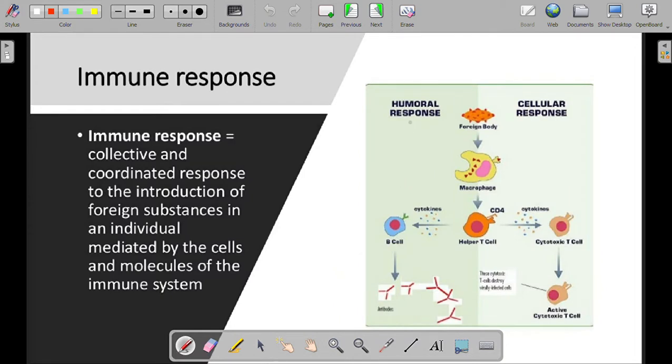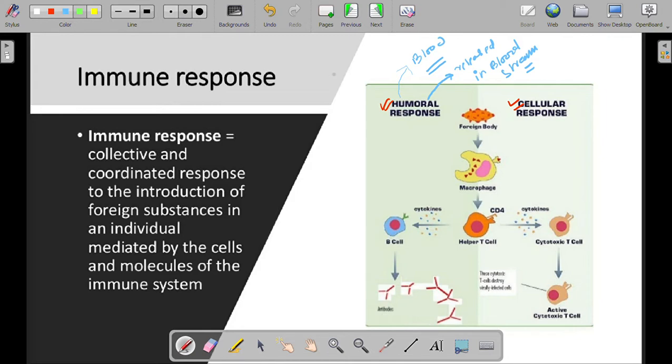Now let us see about the immune response. Immune response is basically divided into two parts. One is humoral immune response and another one is cellular immune response. So what is humoral immune response? Humoral means blood. So humoral immune response mainly deals with the blood. Here the antibodies are released in the bloodstream.